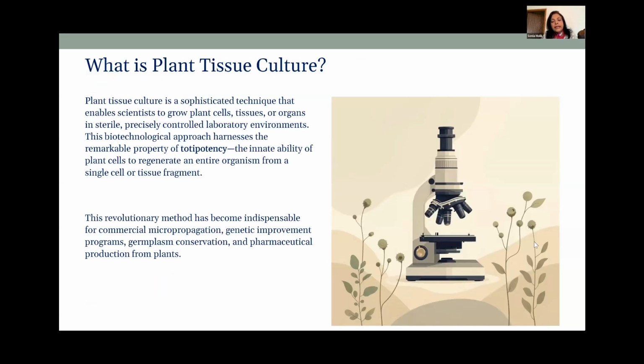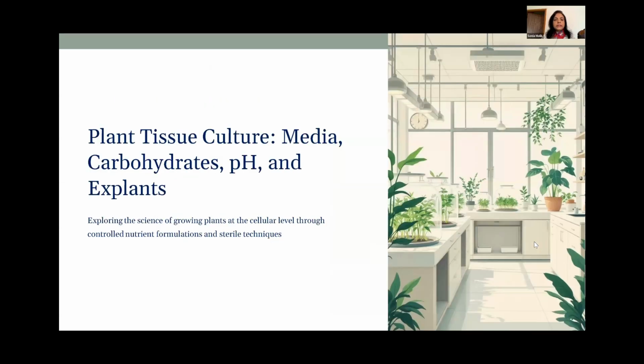And now, again, just to summarize, we may say that plant tissue culture is a sophisticated technique that enables scientists to grow plant cells or organs in sterile and controlled environmental or laboratory conditions. And it uses the concept of totipotency. The whole tissue culture method is based on the tissue culture technology. Sorry, the totipotency.